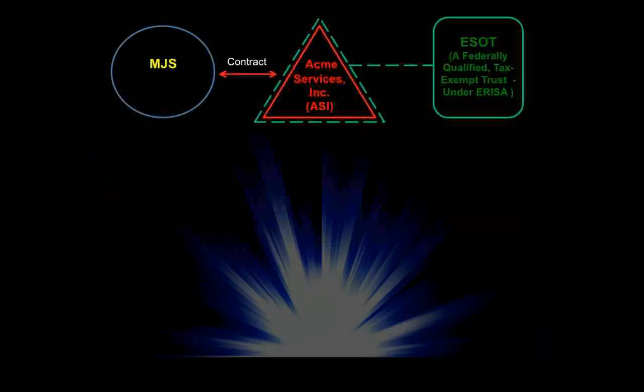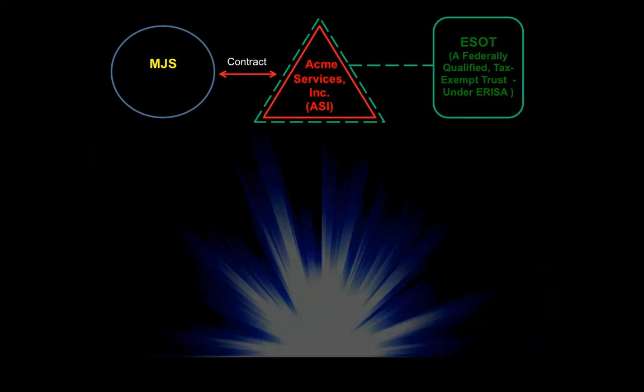When we put it together in total, it looks something like this. We have, again, the management entity in the middle. On the left, we have our operating company. On our right, we're showing the shareholder, our federally qualified tax-exempt trust. And again, that shareholder confers tax-exempt status on Acme Services.